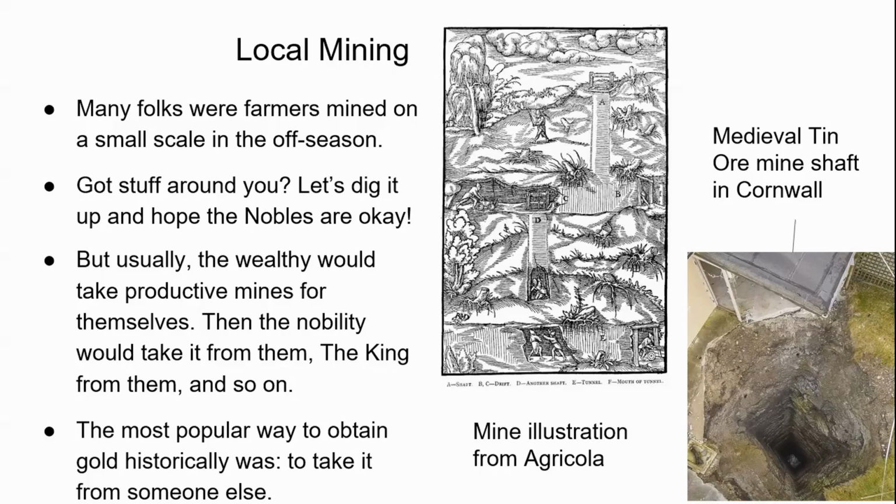So here on the right side at the bottom, we have a medieval tin ore mine shaft in Cornwall. Wouldn't want to fall in that. And then we have a mine illustration from Agricola next to that. And you can see he's got illustrations of shafts and it looks like a head here to raise ore buckets and things like that. You can see a little guy with a cart there in the middle to the left. So you're looking at the middle 1500s, I think 1550, 1560 or something like that when that book was written.